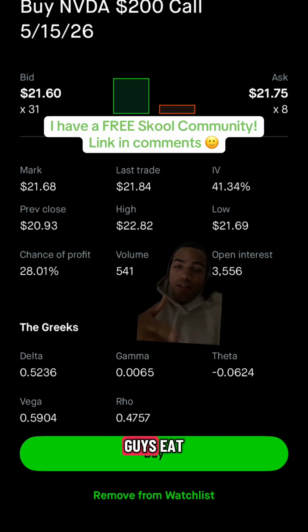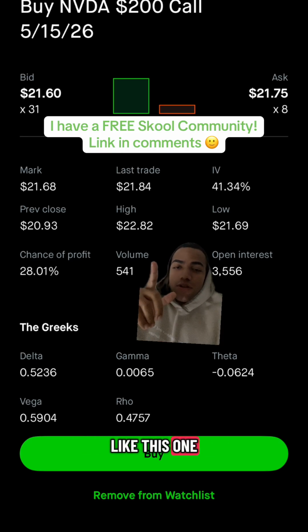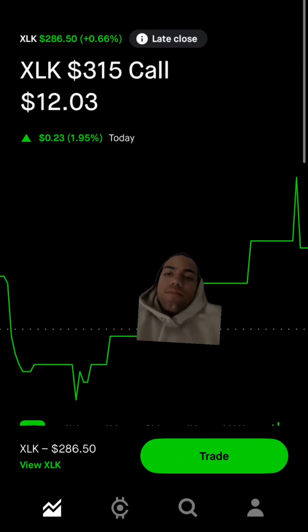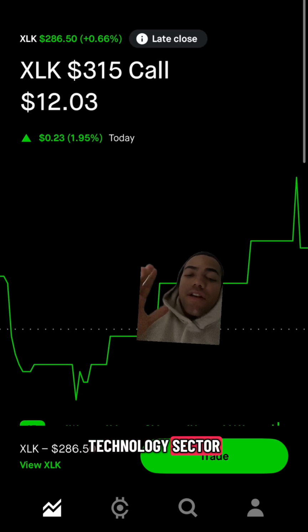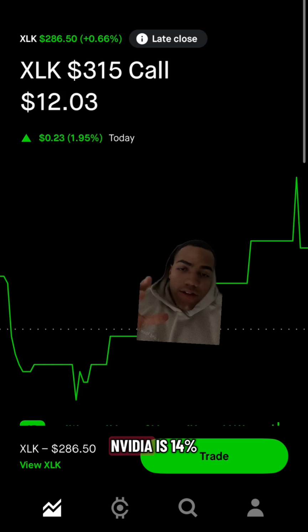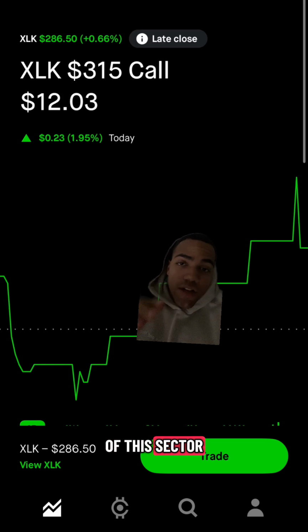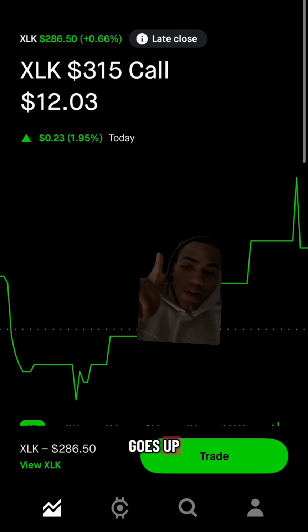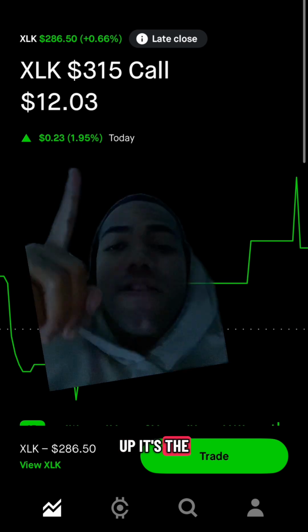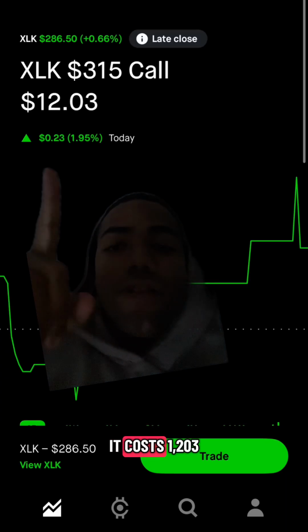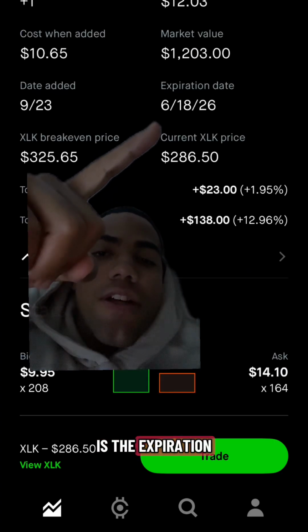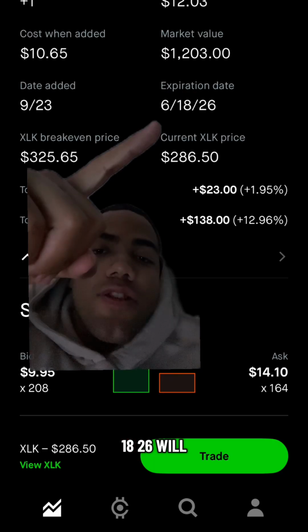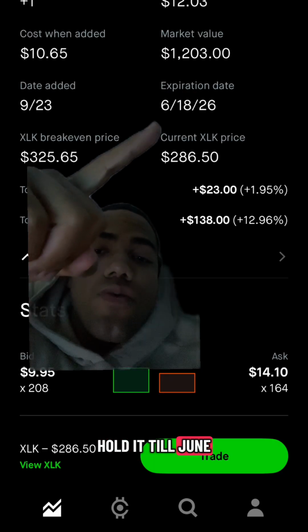I want to make sure y'all guys eat. So here's the play that's basically like this one, but you can get it for a cheaper price. This one is XLK. It's the technology sector, the entire technology sector. NVIDIA is 14% of this sector. Therefore, if NVIDIA goes up, this one goes up. It's the 315 call. It costs 1,203 right now. That right there is the expiration, 6/18/26. We'll hold it till June.